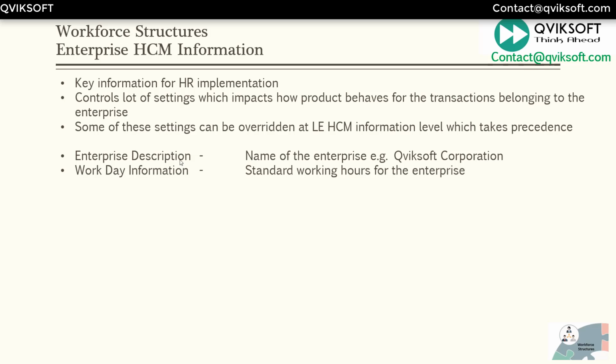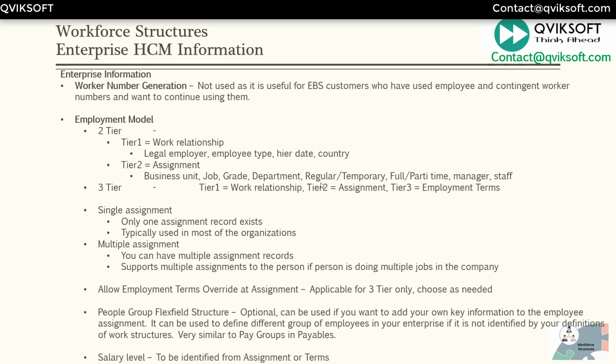You have to give a name to your enterprise. In this example, I'm giving Quicksort Corporation, and workday information. For example, what are the working hours? 9 to 5, 9 to 6. Depending upon that, you can set those in this configuration. As this screen is very long and has a lot of options, you will see a lot of screens which I will also share with you. I'll cover one screen here, and then I will cover the rest of the screen in the application, so that you are able to relate to what I'm talking about.